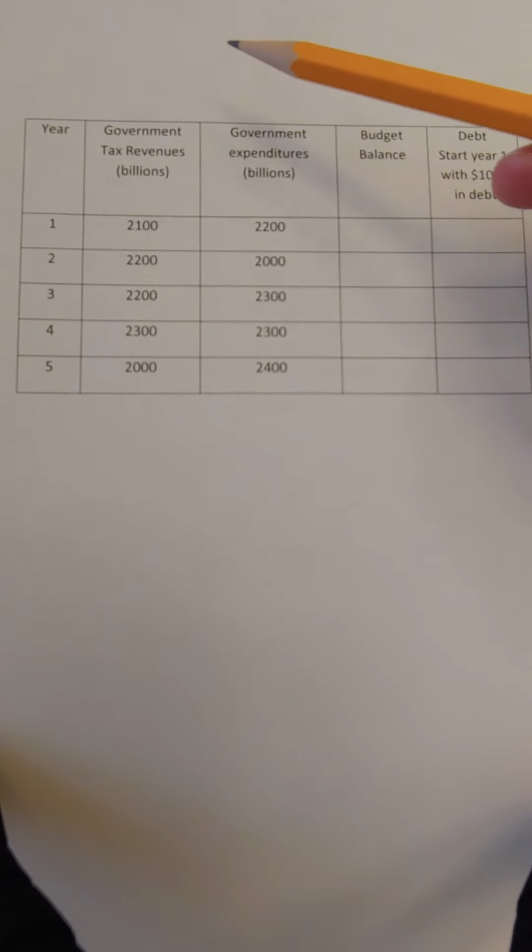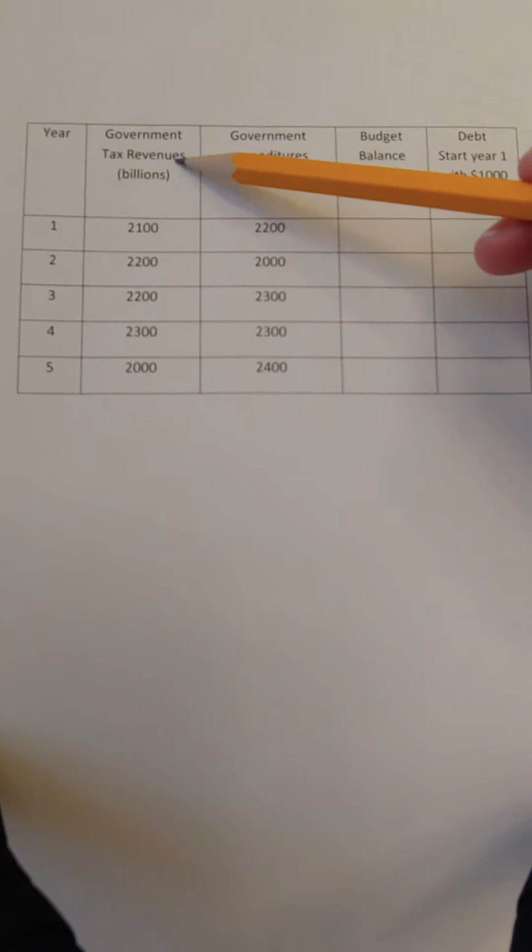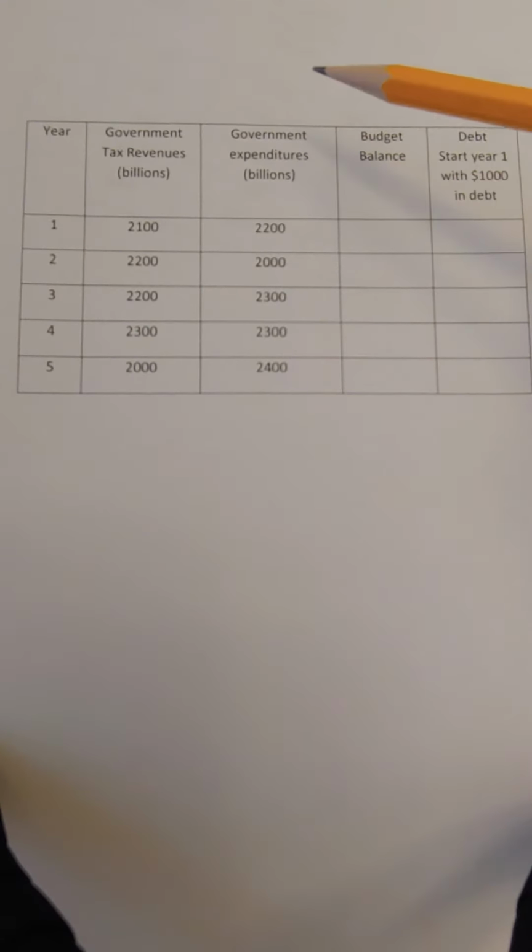For this, we're going to look at what we call the budget balance. So if we are looking at the federal government, or any government really, if we have more revenues, the amount that they're bringing in, than we have expenditures, that's called a budget surplus. If they have more expenditures, money they're spending, than they have in revenues, that's called a budget deficit.